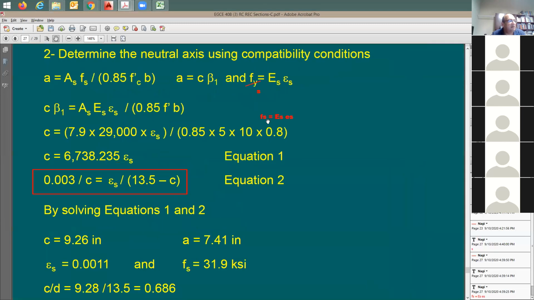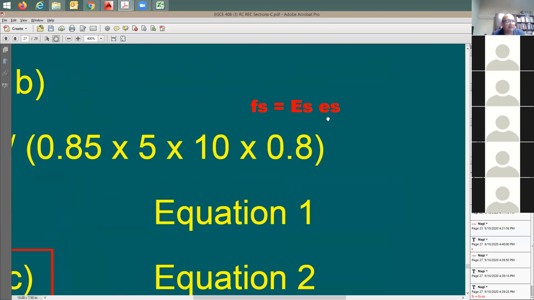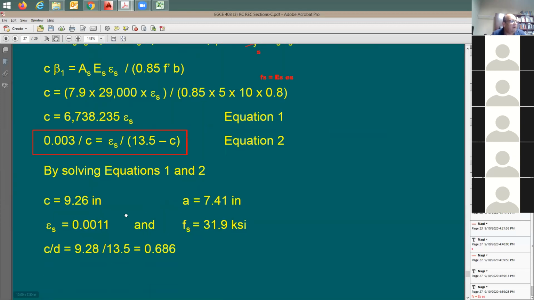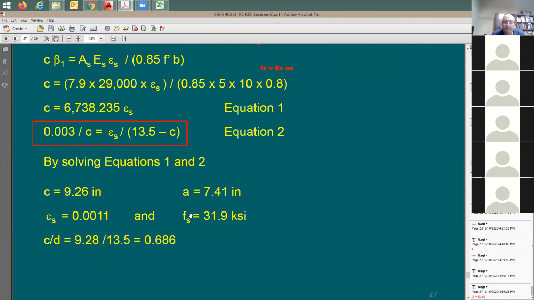Fs equals Es times epsilon S. This is going to be the modulus. This is going to be the strain, like epsilon, if you like. So what I need to do is take the strain here, multiply by 29,000 to solve for F sub S. Now, did that answer the question about how you find F sub S? Or not very clear? Yeah, it's clear. Right, good.